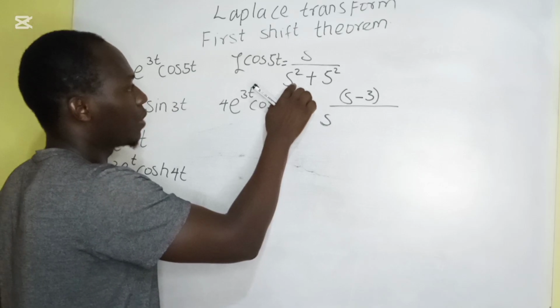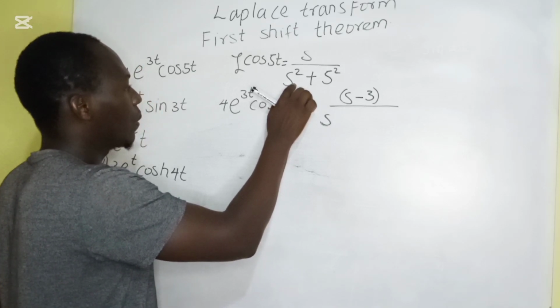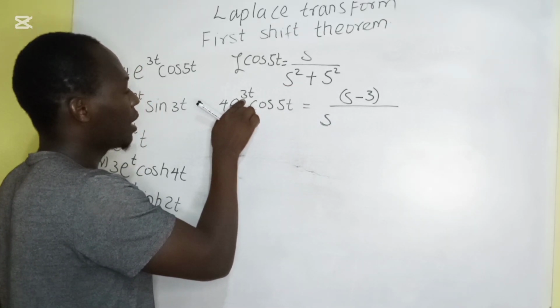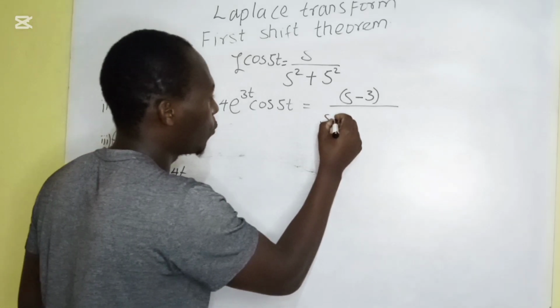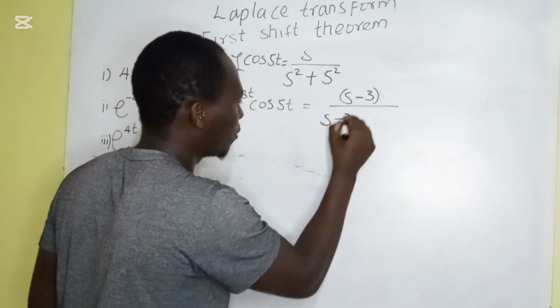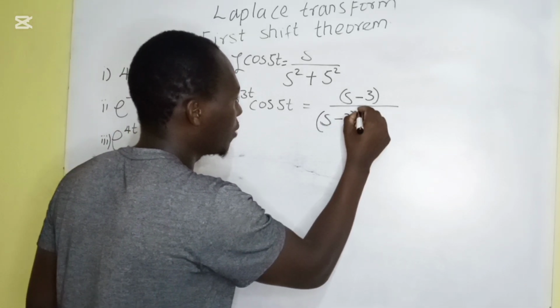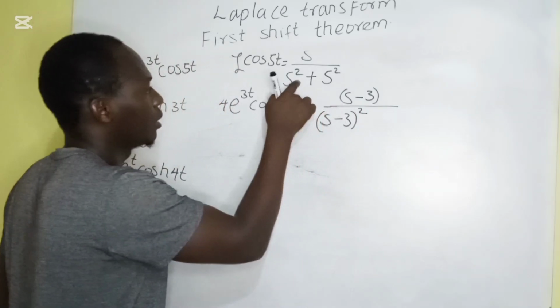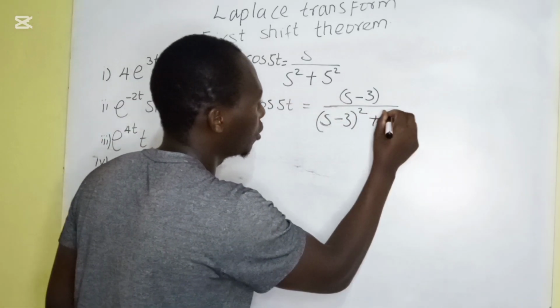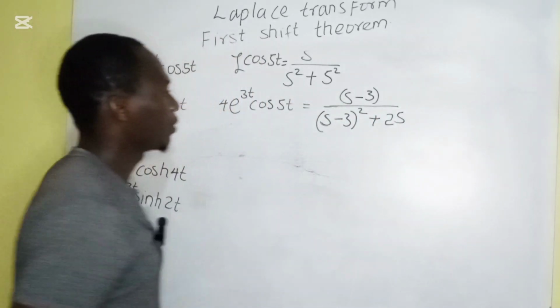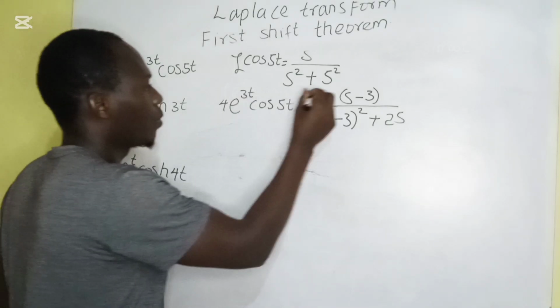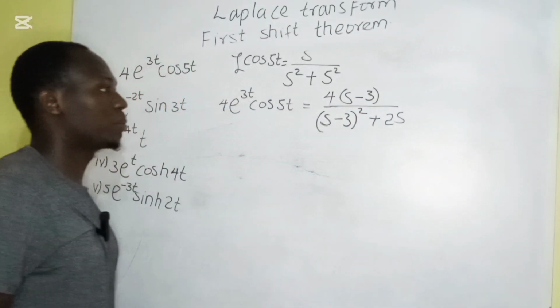To the term of s, we carry out our shifting. Here now we are having a positive of 3. We are now going to have a negative of 3. Everything squared, here we come and add 25. We were having the numerator, we multiply by 4.